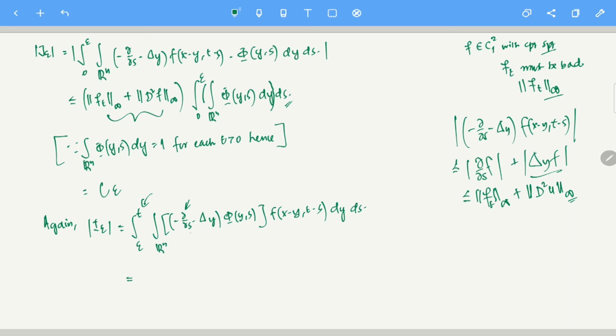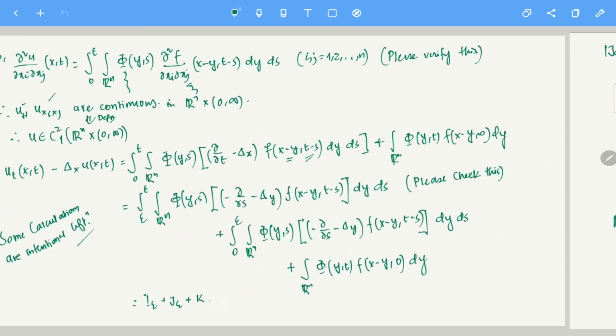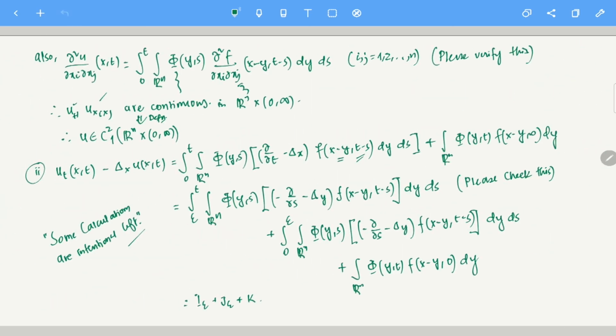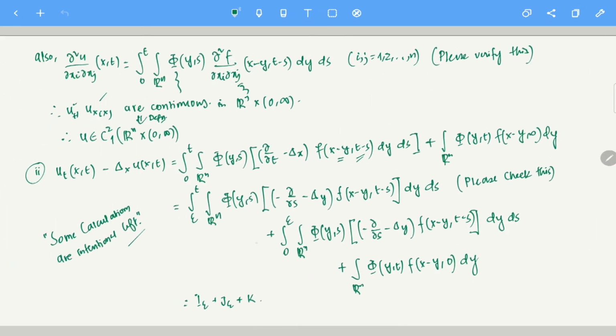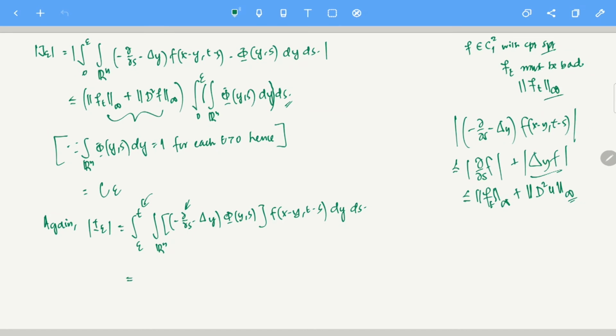If you remember, this is your I epsilon. J epsilon we calculated already; mod j epsilon is small. I epsilon I want to calculate. What is I epsilon? I epsilon is this part: phi of y, t minus s, times del s minus delta y of f, x minus y, t minus s, dy dx. When you do integration by parts, you push the derivative onto the other part, and that is why this minus sign is no more. So let me write it.